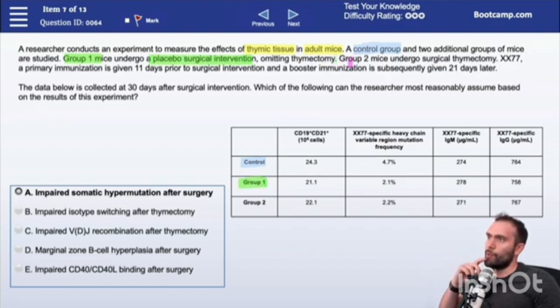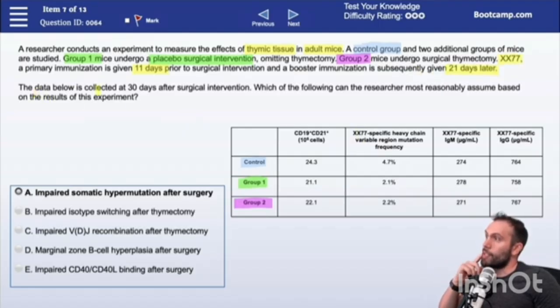And then we have a second group. Group 2 mice undergo surgical thymectomy. XX77, a primary immunization, is given 11 days prior to surgical intervention. Okay, we're not sure if this is relevant yet. And a booster immunization is subsequently given 21 days later. All right, and we can see that referenced a couple times. What's the question here?